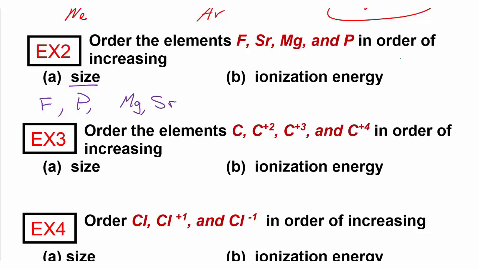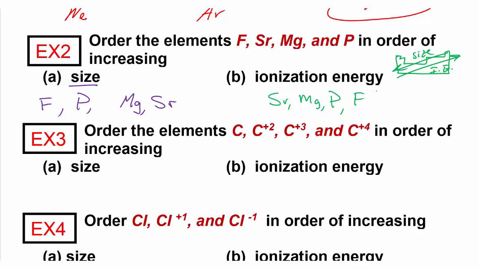How about increasing ionization energy? Remember, size and ionization energy are just opposite trends. That was size. Ionization energy was just the opposite direction. So let's just reverse our order. Increasing ionization energy means the largest atom will have the smallest ionization energy. So we have strontium, magnesium, phosphorus, and fluorine.